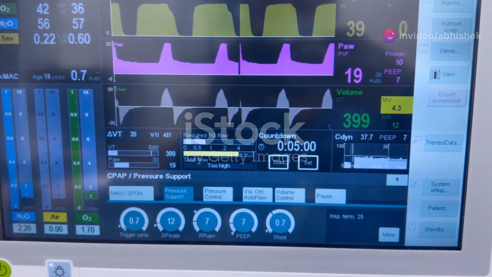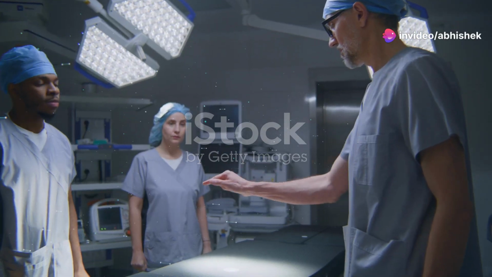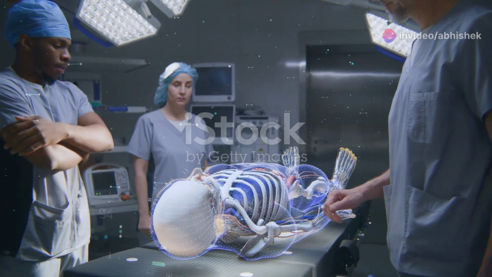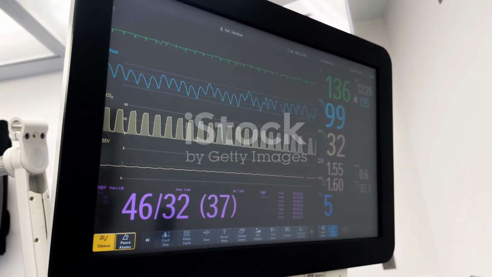These monitors are constantly feeding us information, allowing us to adjust the anesthetic as needed and respond quickly to any changes in the patient's condition. It's all about keeping the patient safe and stable throughout the surgery.